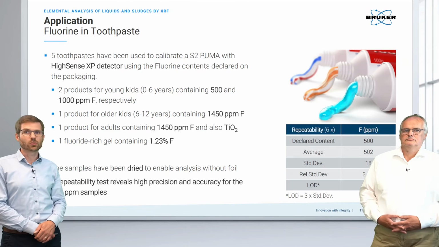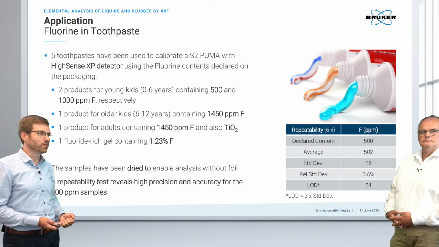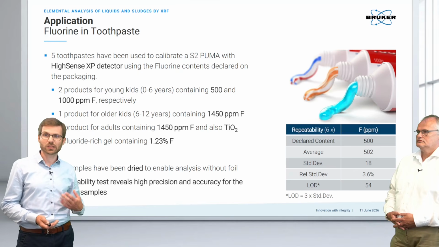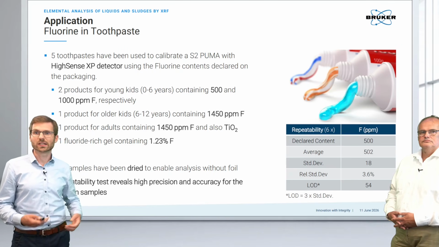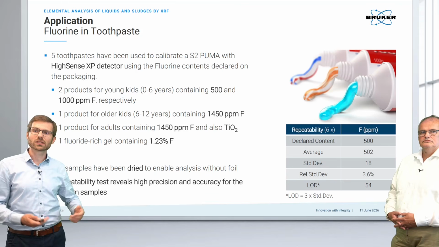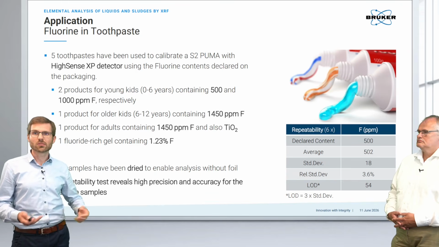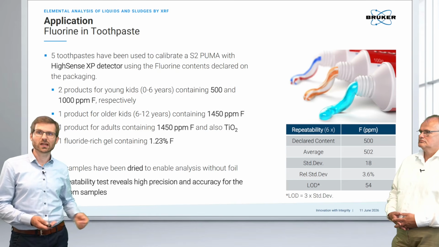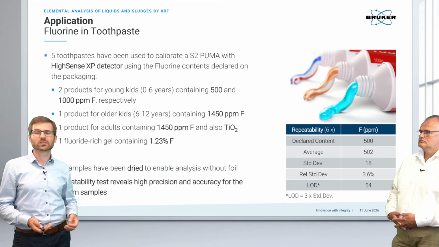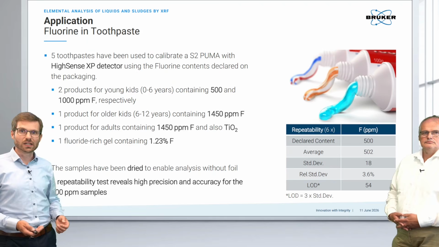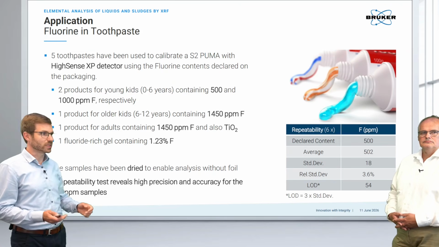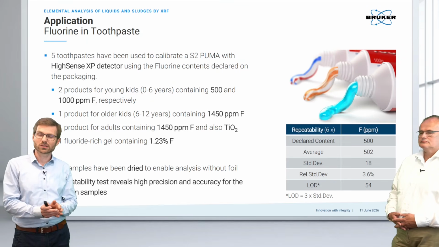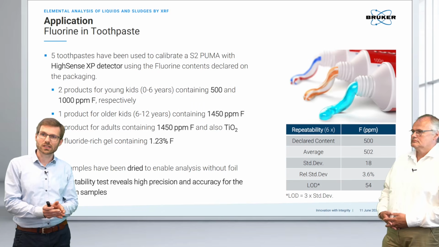So in toothpaste, we know that we have different levels of fluorine inside. This is a very important active ingredient in toothpaste, protecting our teeth over time. There are different levels of concentrations in the different products, typically a bit lower concentrations for infants and kids, and then higher concentrations for adults or very specific fluoride-rich gels. And fluorine is a very light element, so there's not much penetration into the sample. The information depth is very, very thin, just on the micrometer or even sub-micrometer level.